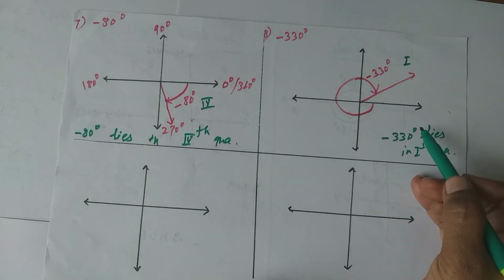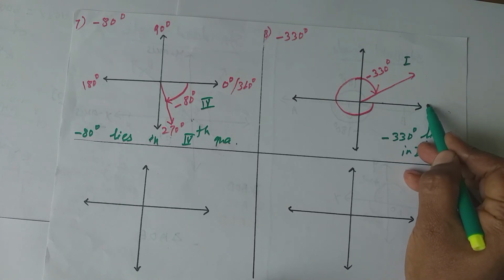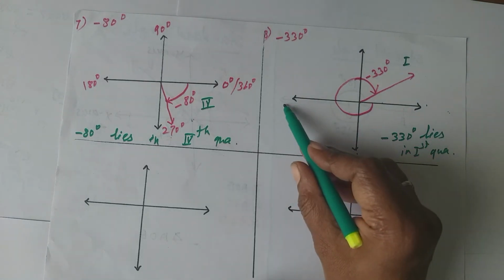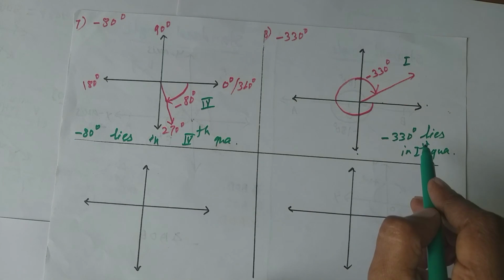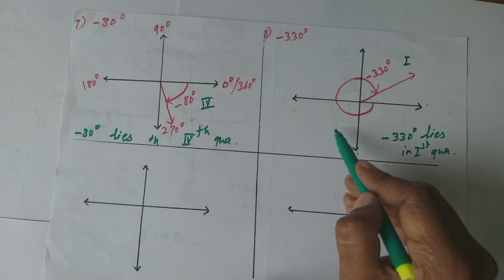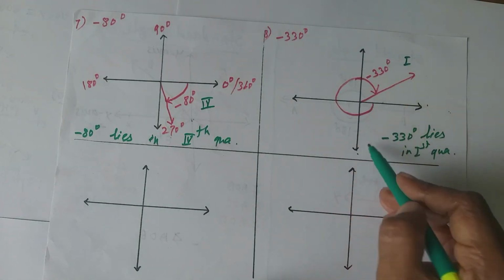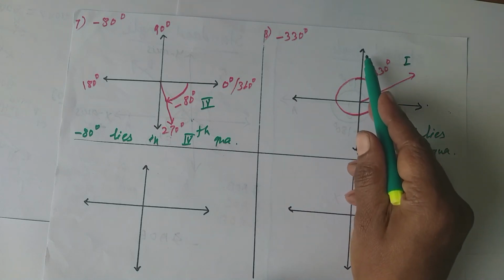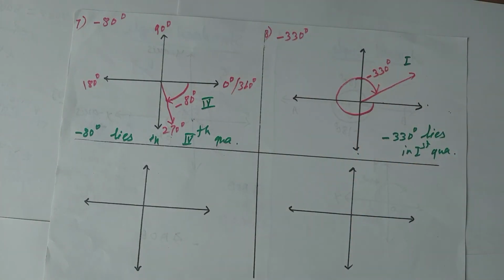If angle is negative, you treat this as 0 degree, this as 90, this 180, this 270, like that. You are rotating in clockwise direction. Therefore, this is 90 and this is 270. You remember this. Then see the next example.